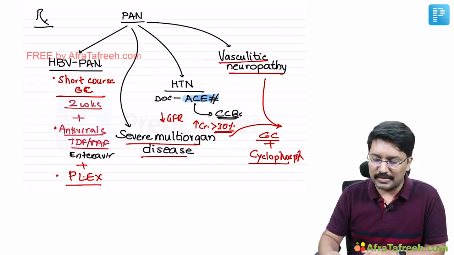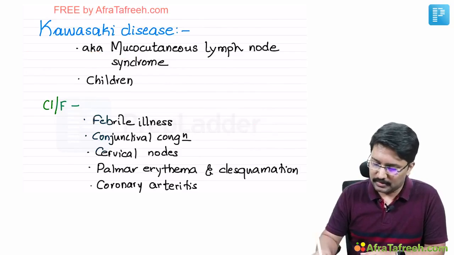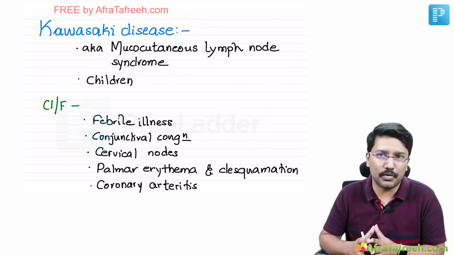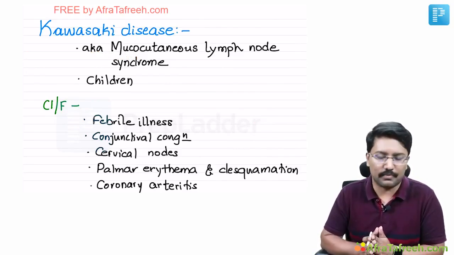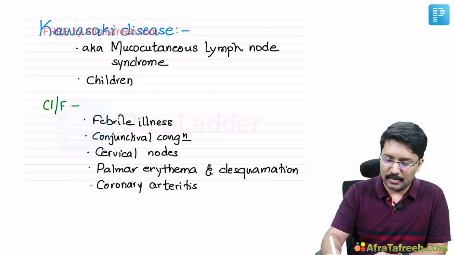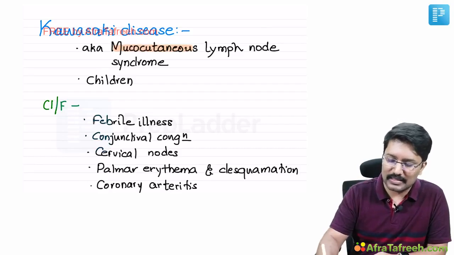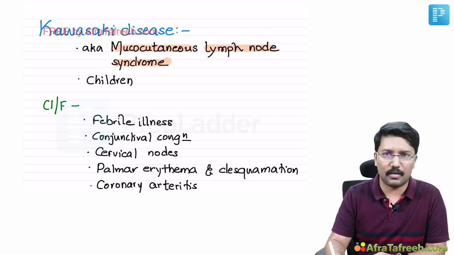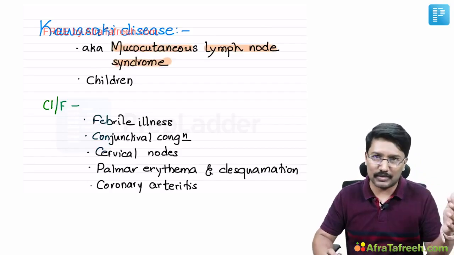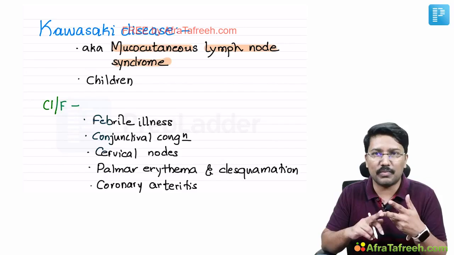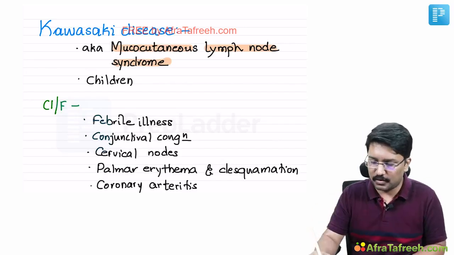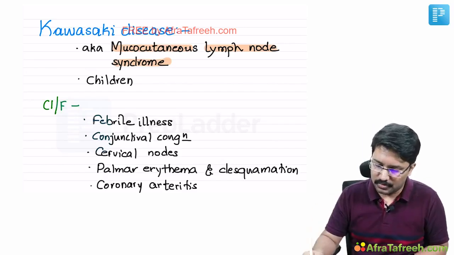Now we will go on to discuss Kawasaki disease, right? For a physician, I think we don't need to spend too much time on this disease. If you know some basics of it, that is good enough, right? What is Kawasaki disease? This is also known as mucocutaneous lymph node syndrome, because this is an acute vasculitic febrile illness presenting with involvement of skin, mucous membrane and lymph nodes. That is why it is called mucocutaneous lymph node syndrome.